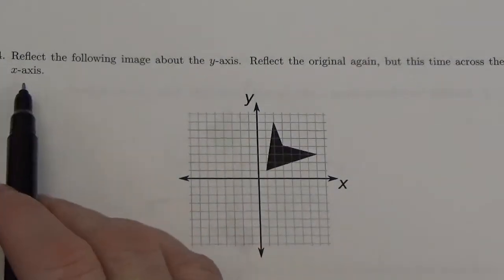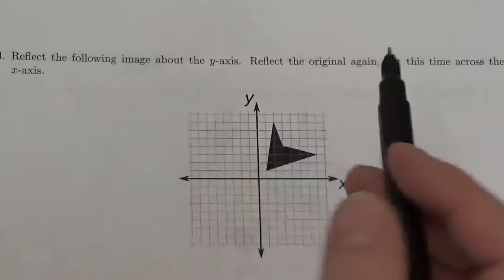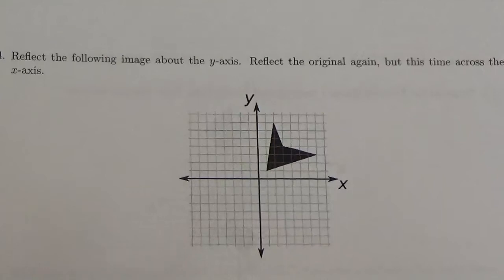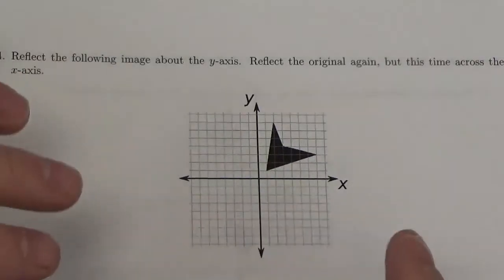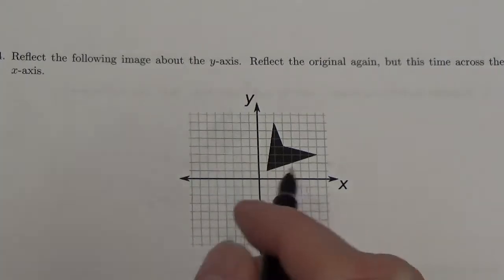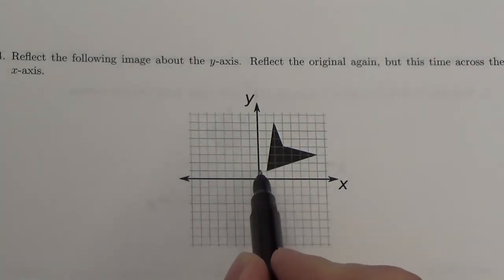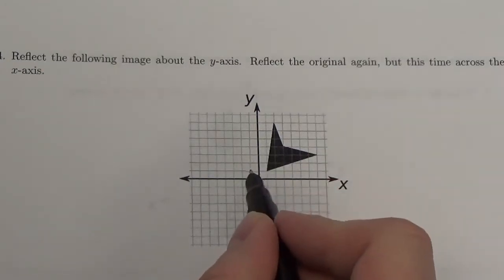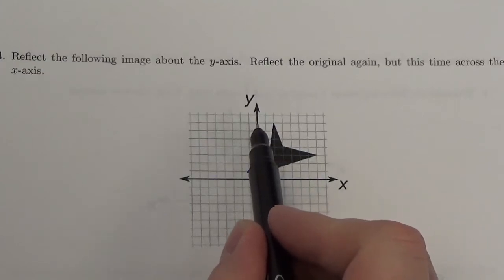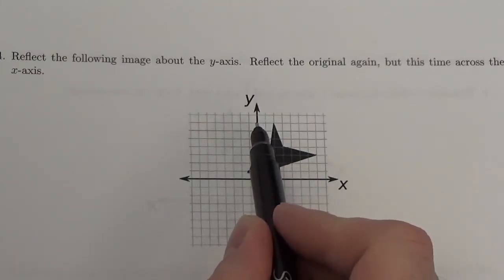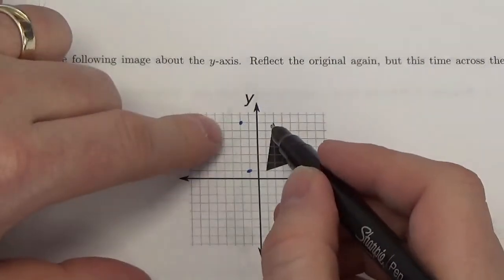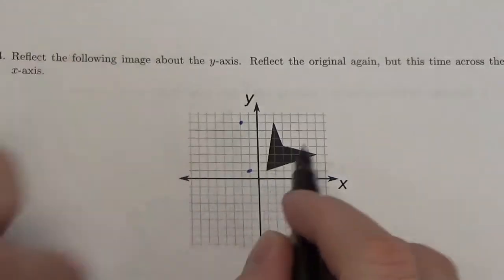Okay, this question says reflect the following image about the y-axis and then reflect the original again, but this time about the x-axis. So here's our original. All we really want to do right now is make sure we count this out here, because we're going to change where those reflection lines are frequently. So this point right here is 1 unit to the right, so its reflection is going to be 1 unit to the left of the y-axis. This point right here is 2 units to the right, so that's going to be 2 units to the left of the y-axis. Okay, and notice that we're keeping it on the same kind of horizontal level here.